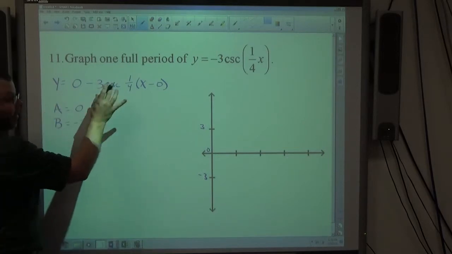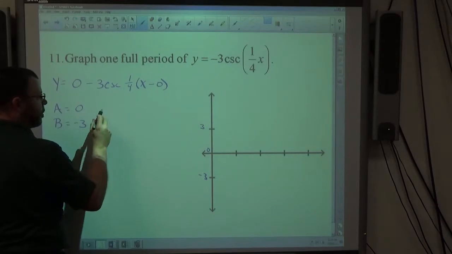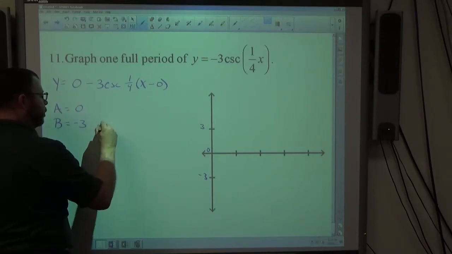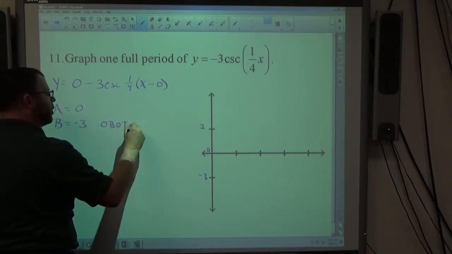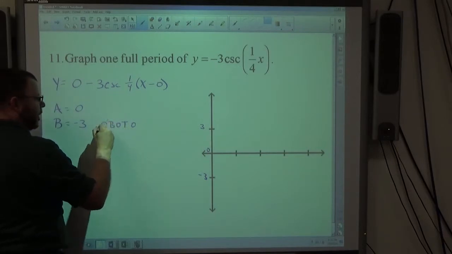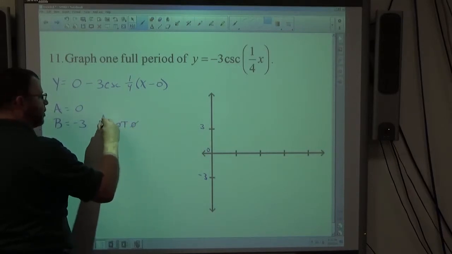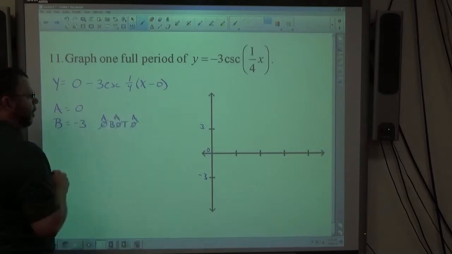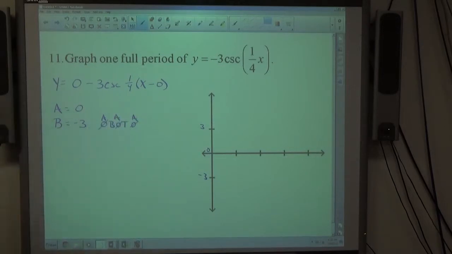Also, because it's from a sine function, if it was just a basic sine graph, b is negative, we go 0, bottom, 0, top, 0. Since we're doing a cosecant, all the zeros change to the asymptotes. So asymptote, bottom, asymptote, top, asymptote.